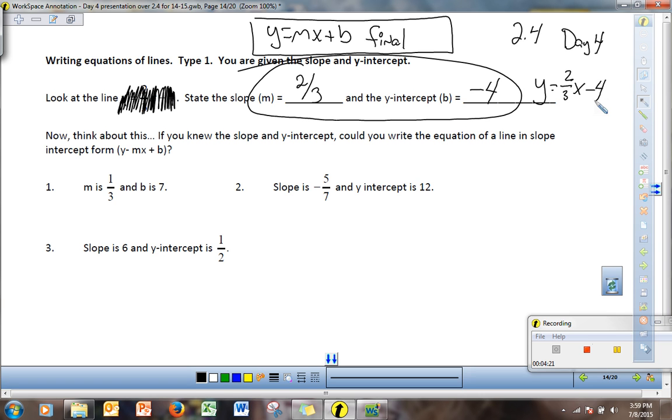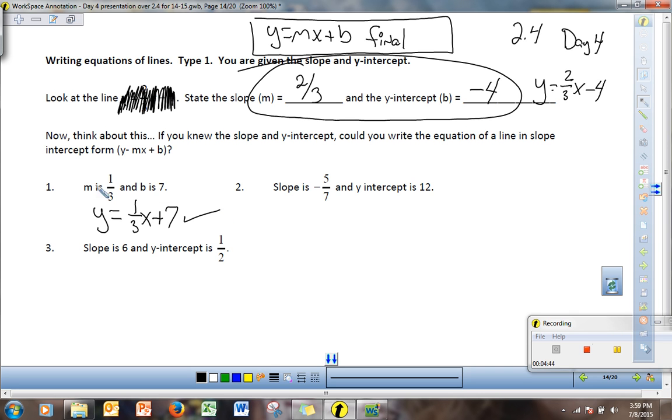1, 2, and 3 are really, really easy. I call this my type 1. And then type 2 and type 3 get a little tougher. So here's number 1. I'm going to tell you the slope is 1/3, and the b value is 7. So the equation, y equals 1/3 x plus 7. Done.